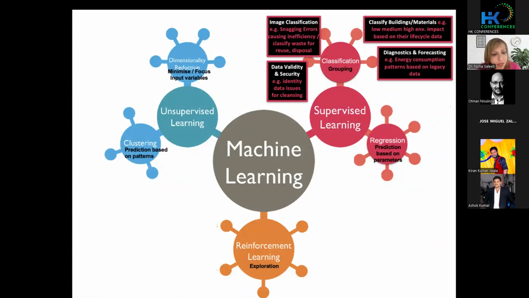Also to classify wastes that are being produced, whether some of them can be reused, disposed of, and so on in a sustainable way. A fourth way is data validity and security. So the AI would be able to identify whether there are issues in the data that is being collected, especially if we are using IoT sensors, how that data can be cleansed, formatted, and reused in a better way. So all of these are examples of using classification of supervised learning.